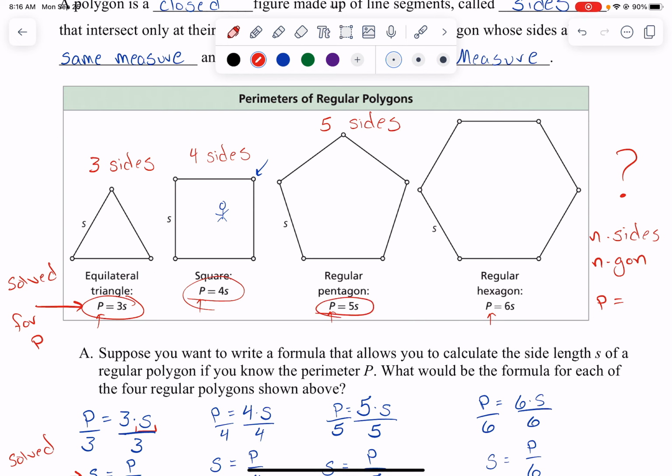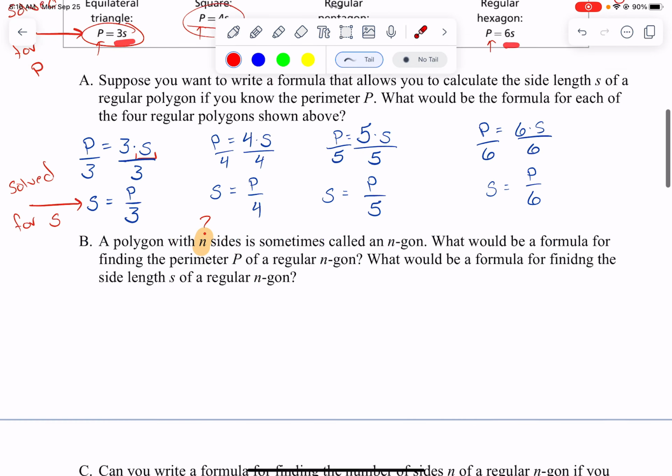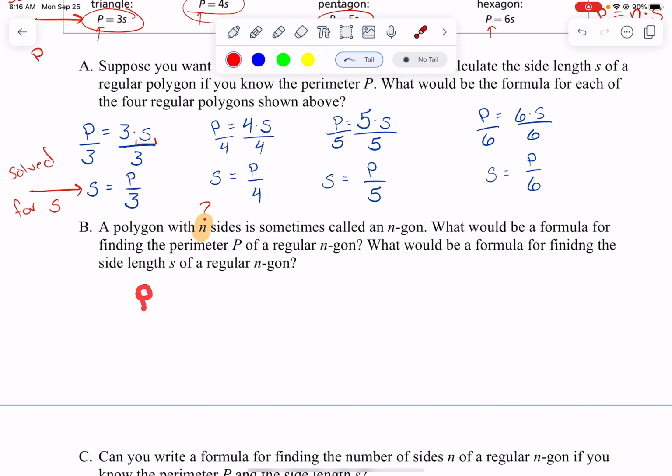Are we noticing a pattern? If I have n sides, it's going to be P equals n times S, because all of these were the number of sides times S. So P equals n times S. Wow, is that a crazy equation or what? We don't have a single number in that. But all this means is to find the perimeter, I take the number of sides times the side length. This is the number of sides, and this one is the length of the side.